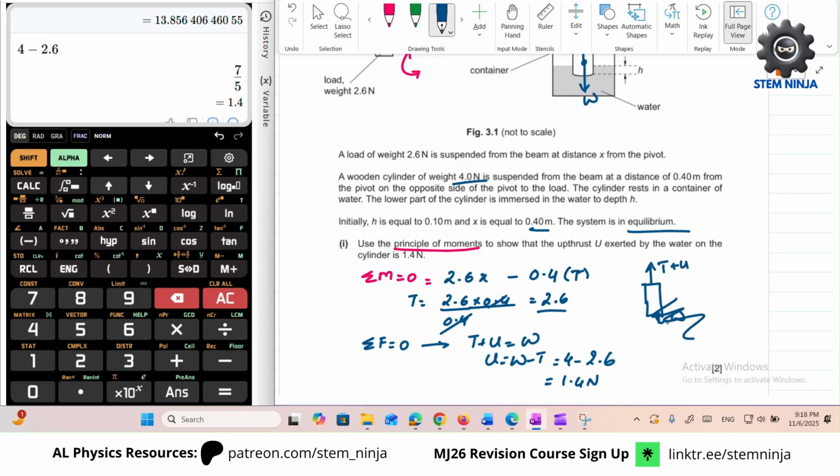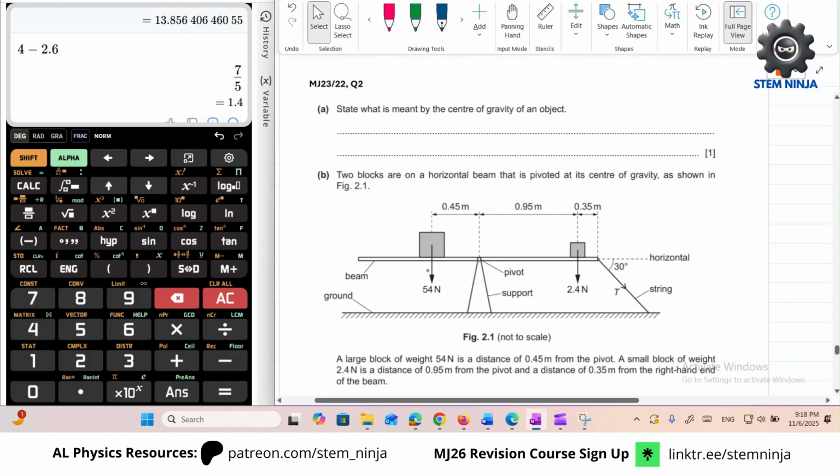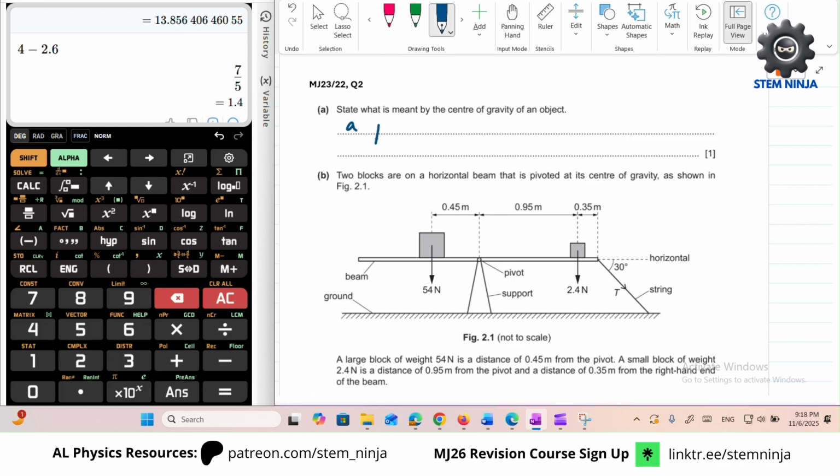That's it. Let's make a slightly better diagram for this. Okay, so state what is meant by center of gravity of an object: a point through which the entire weight of an object acts.